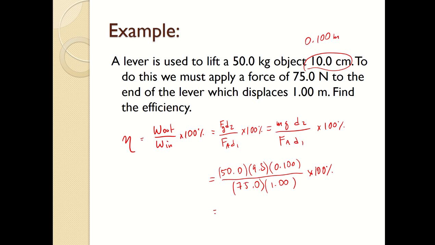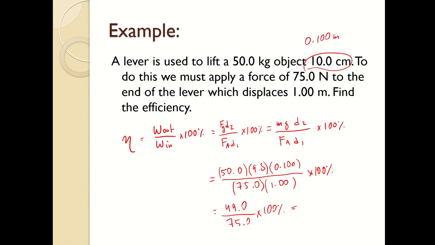So 50 times 9.8 times 0.1 is 49. So we have 49. That would be 49.0. And then, of course, the bottom we're going to end up with just 75.0 down here times 100%. Now, normally you just do this in one step. You don't have to do it in 2 steps like I did here.